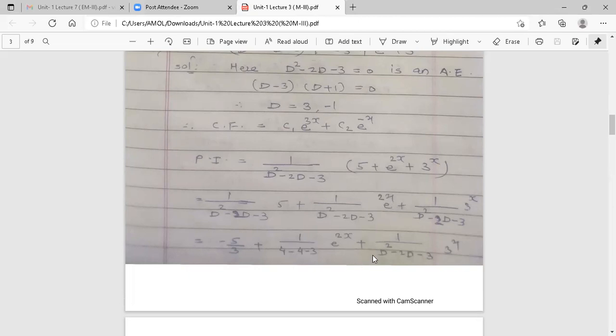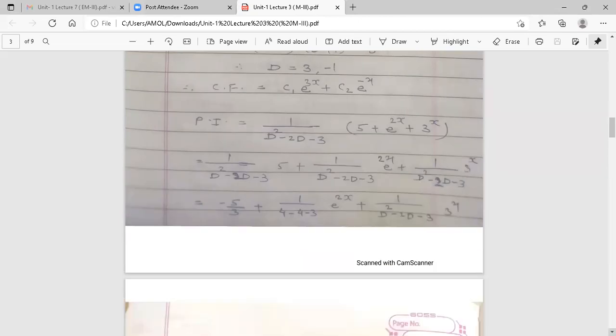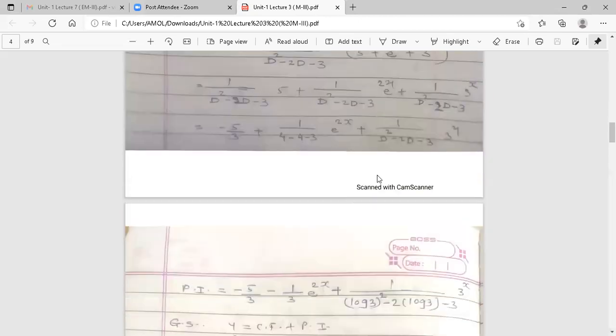Now the next term, the function is 3 raised to x. It is a function in the form of a raised to x. When the function is a raised to x, we replace d by log of a. Now the value of a is here 3, so replace d by log of 3. From this step, the next step, the first term is minus 5 by 3 as it is.